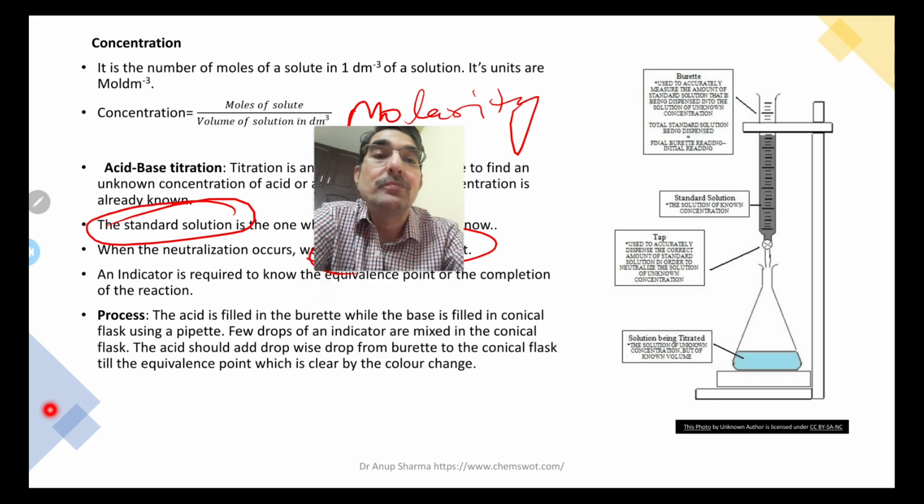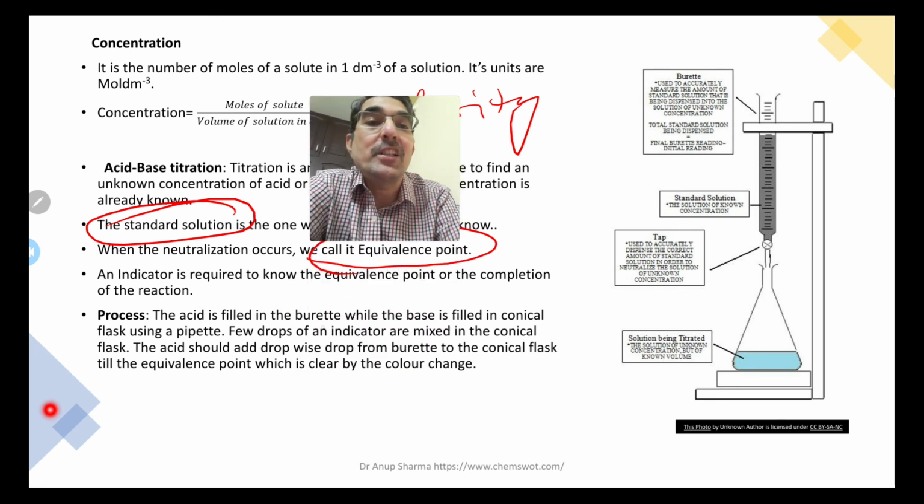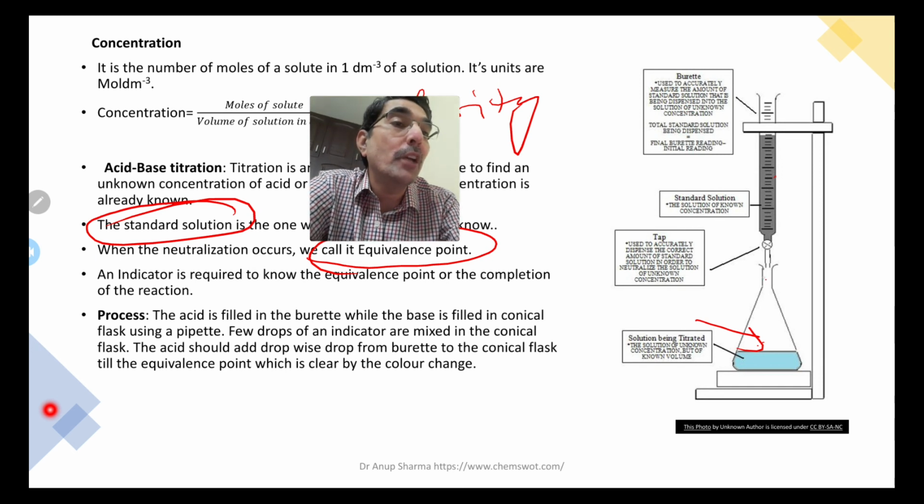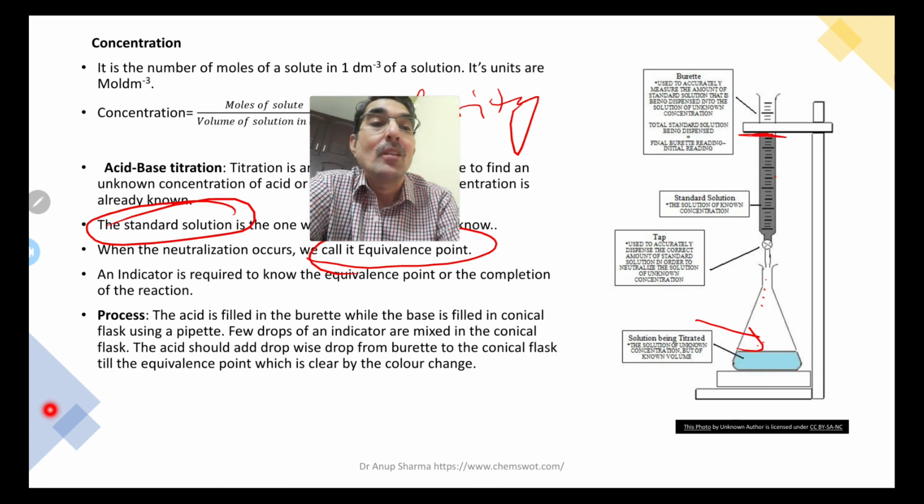Now how do we do that? The process is, the acid is filled in the burette while the base is filled in the conical flask. So this is the conical flask, this is the burette. A few drops of an indicator are mixed in the conical flask. The acid should be added drop by drop from here. Why not quickly? Because then we will not be able to figure out the correct volume of acid used. That is why we should go drop by drop, so we exactly pick up the equivalence point and our readings are correct.